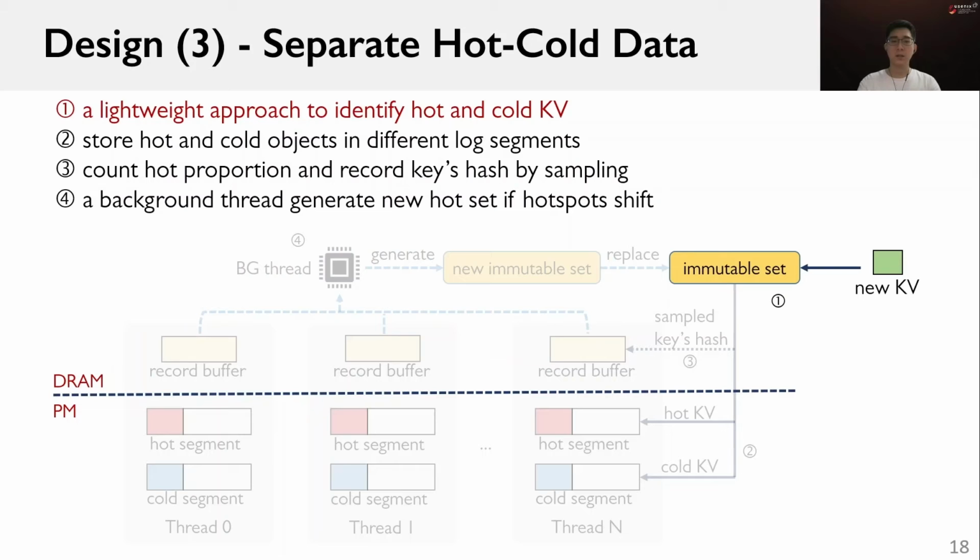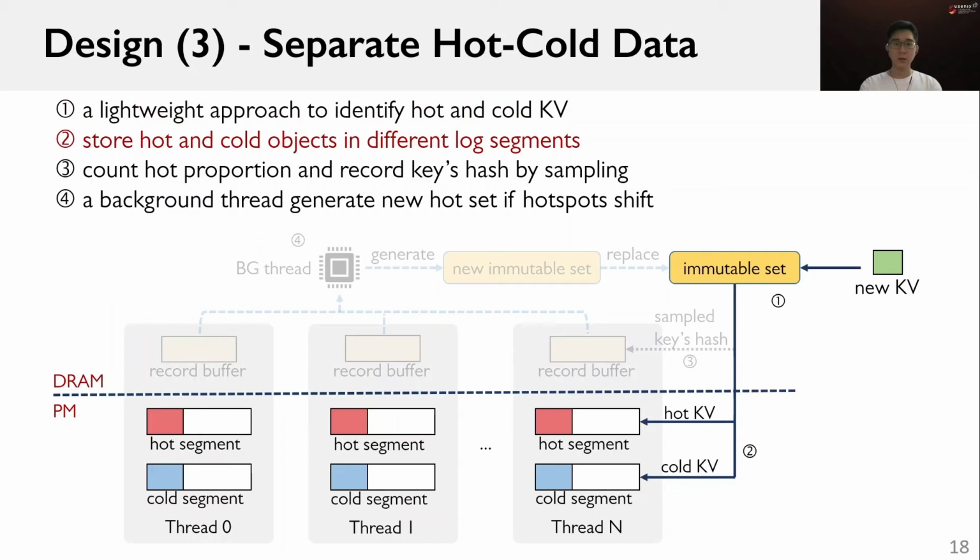Pacman uses an in-DRAM immutable hot set to identify hot and cold data. The immutable hot set contains hot keys' hash values. We use an immutable data structure because a dynamic data structure has high overhead of contention.